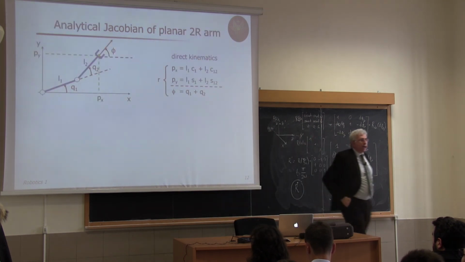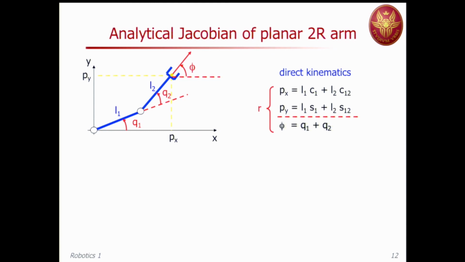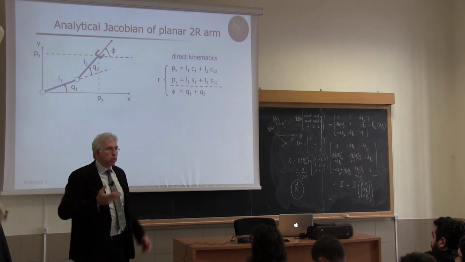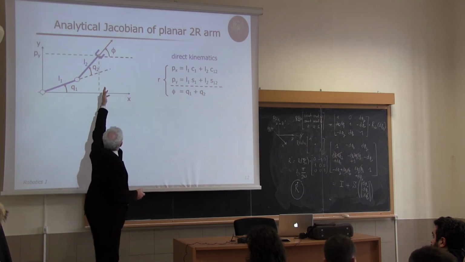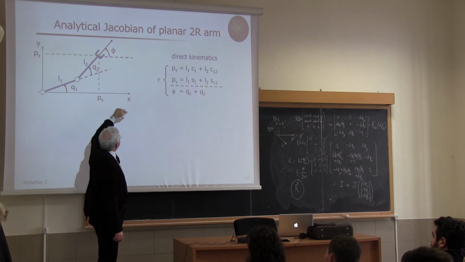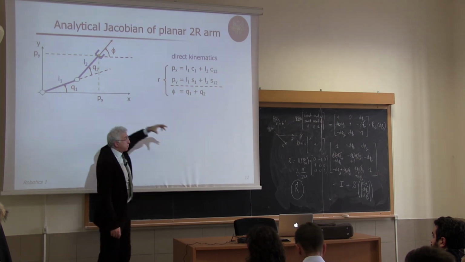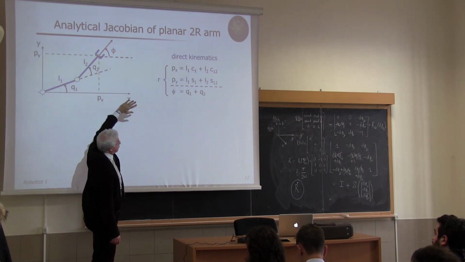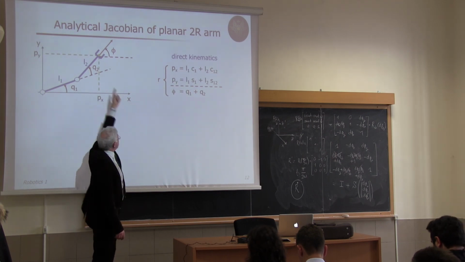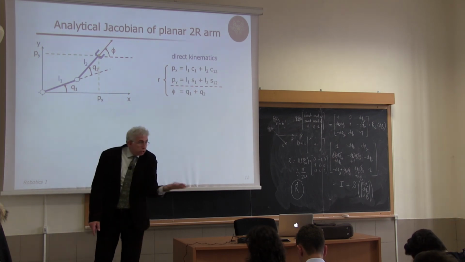And now, let's do a computation for our good friend, the planar robot, the 2R planar robot with 2 joints, and let's compute one possible analytic Jacobian. It depends on what variables we are interested in. For instance, we are interested in the coordinates px and py of the end effector, and in the absolute orientation of the frame attached to the end effector. Since this is planar, the only change of orientation is around the z-axis, so we just need one angle for describing orientation in the plane. Okay?